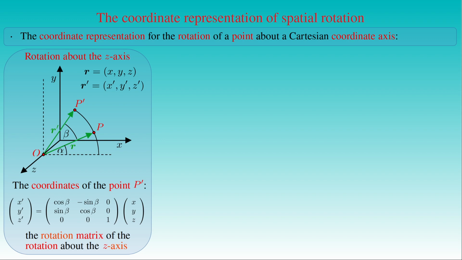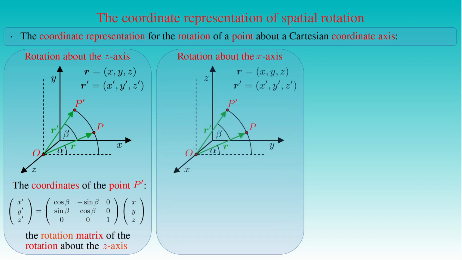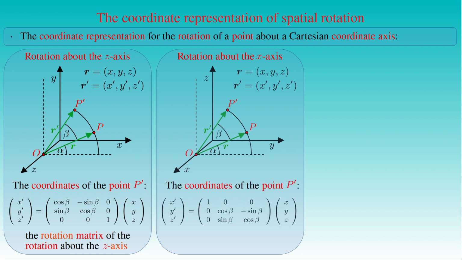We will follow the same procedure to derive the rotation matrices for the rotations about the x and y axes of the Cartesian coordinate system. For the rotations about the x-axis we can choose any plane of rotation parallel with the yz plane. Here the plane of rotation passes through the x-axis at the point O, and the position vectors r and r' pointing from the point O to the points P and P' are parallel with the yz plane. The coordinates x', y' and z' of the point P' are expressed as the product of a 3 times 3 matrix and the column vector of the coordinates x, y and z.